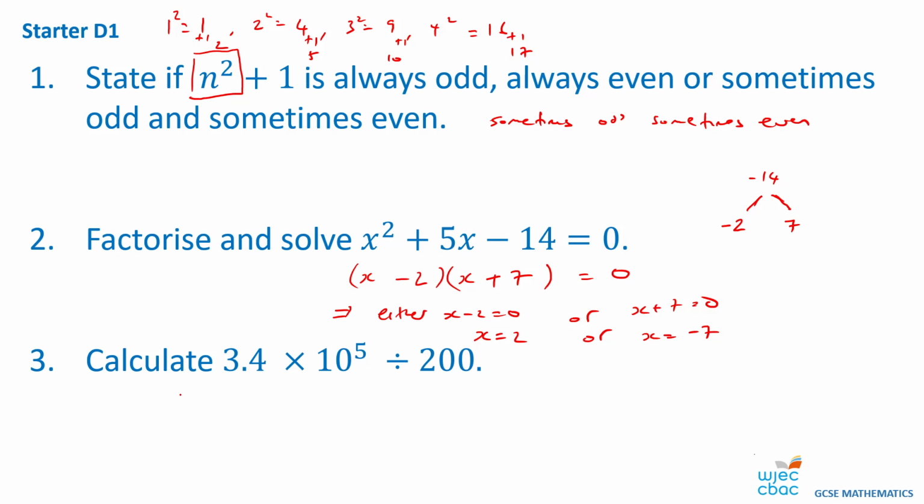Good. And on question 3, we've got 3.4 times 10 to the power of 5 divided by 200, which is also 2 times 10 to the power of 2. So if we do the numbers first, 3.4 divided by 2 gives me 1.7 times 10 to the power of, and because we're dividing, we subtract. 5 take away 2 is 3.